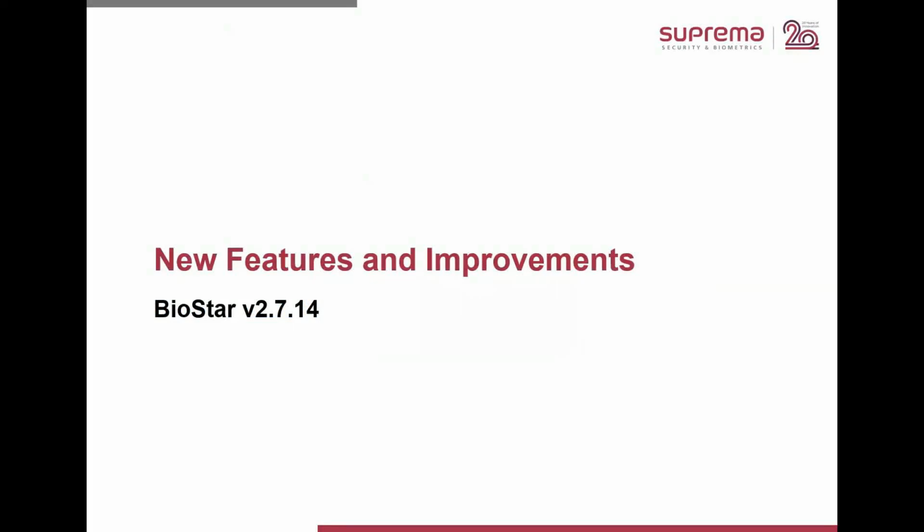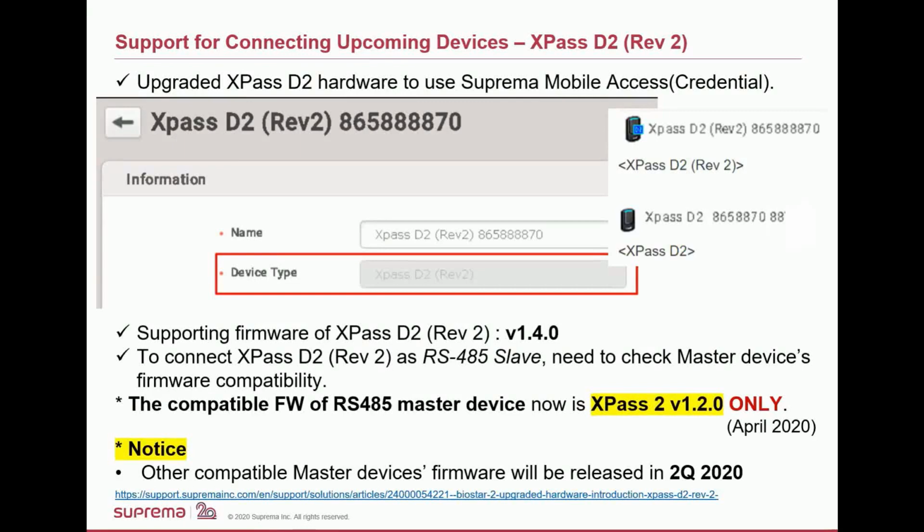Now we are over halfway done. From now, we will check new features and improvements in BioStar 2.7.14. The XPath D2 device hardware is upgraded to use Suprema Mobile Access. When you connect the XPath D2 hardware revision version, the UI will be different, as in the right image, and also revision 2 will be mentioned in the device type line.